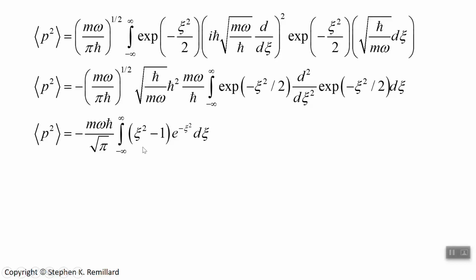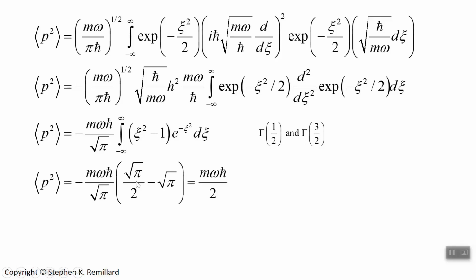I look at that integral and I recognize the two integrals that are in front of me because we've already dealt with both of them. The first one is the gamma of 3/2 function, and the second one is the gamma of 1/2 function. So I just have to pull those up. Gamma of 3/2 was square root of pi over 2, gamma of 1/2 was square root of pi. So just put those in there. Simplify everything down, and you realize you've got this simple function. m omega h bar over 2 is the expectation value of momentum squared.